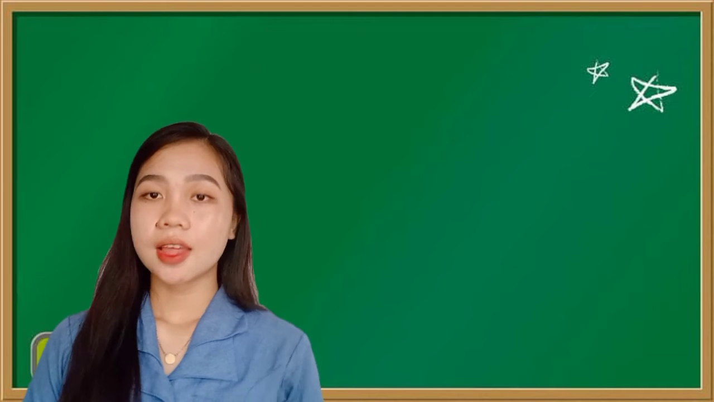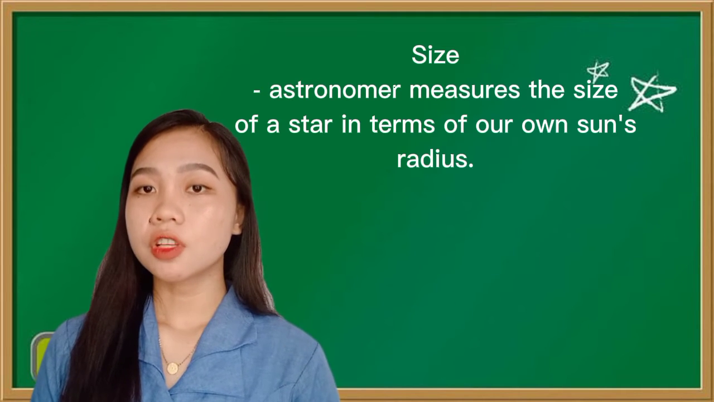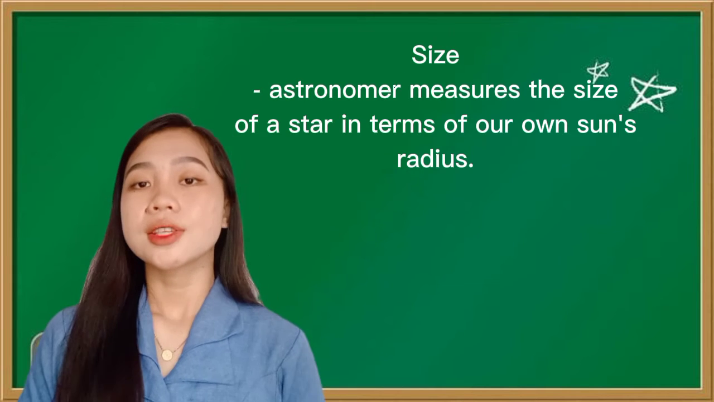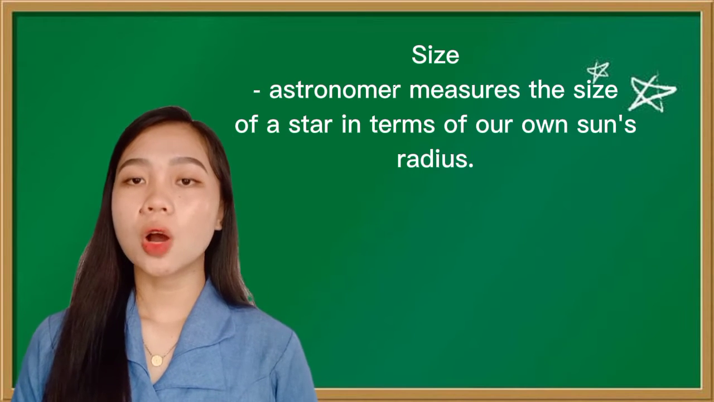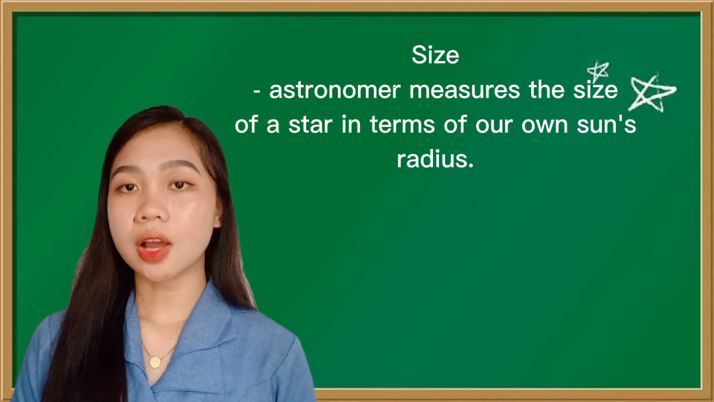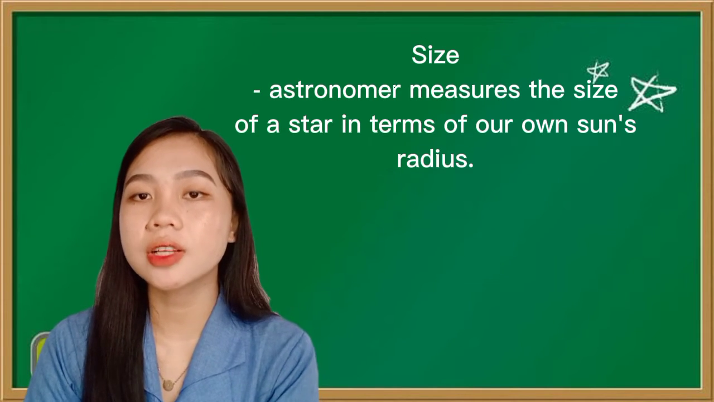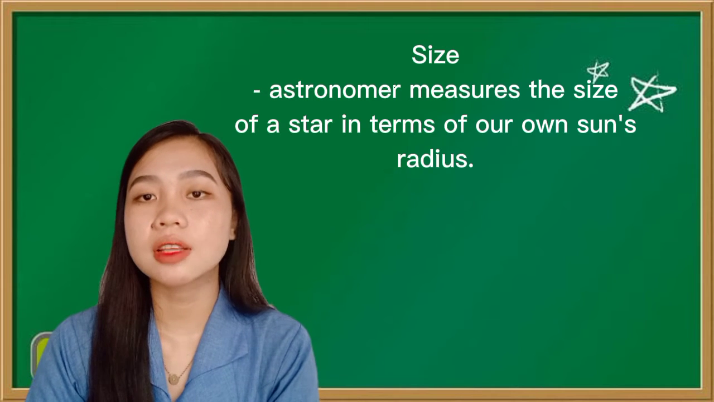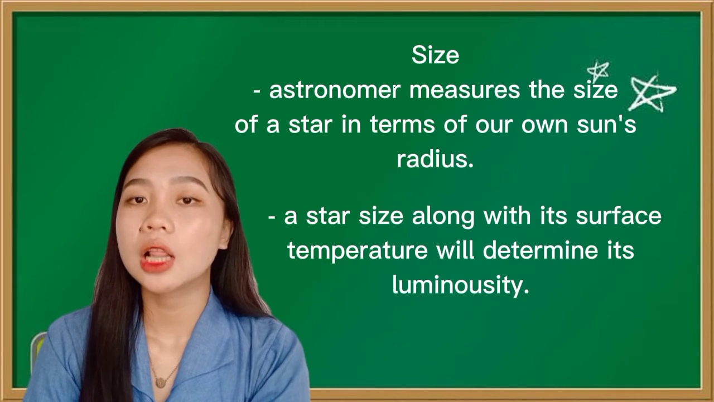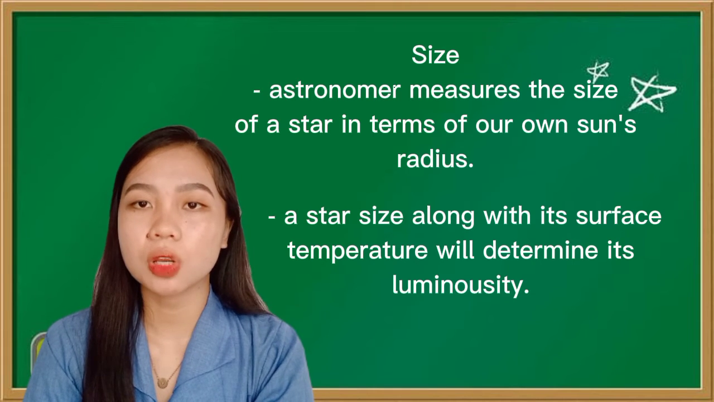Next is the size. Astronomers measure the size of stars in terms of our own Sun's radius. A star that measures 1 solar radius would be the same size as our Sun. The star Rigel, which is larger than our Sun, measures about 78 solar radii. A star's size, along with its surface temperature, will determine its luminosity.